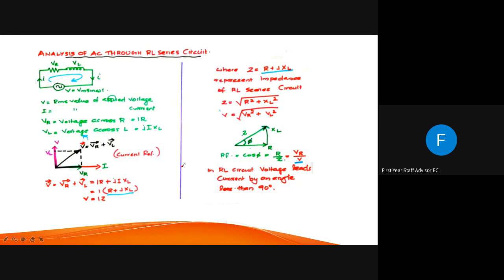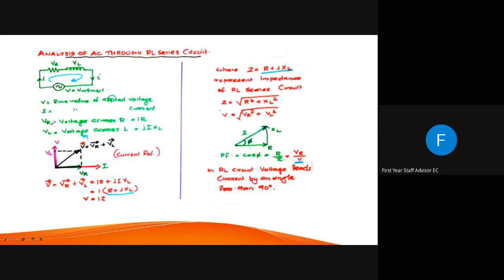But in this case, with the knowledge we have learned by studying the previous topic, we are going to apply that knowledge to do the analysis. So first I am writing V is the voltage, the applied voltage, that is V is equal to the RMS value of applied voltage. Then this small letter v is the instantaneous value. So v is equal to Vm sin omega t. And I is the current through the circuit.